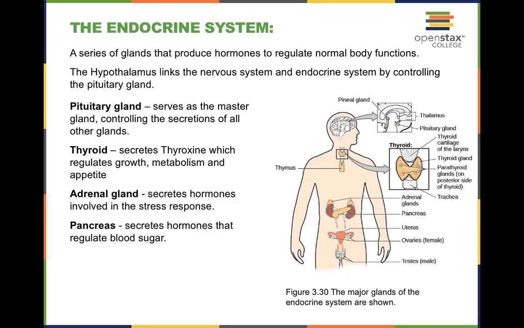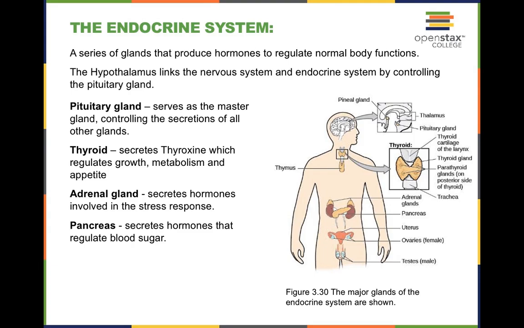Lastly, we're going to go over the endocrine system, some different structures in it. But the endocrine system, to give a definition, is the series of glands that produce hormones that regulate normal bodily functions. Okay, so the hypothalamus links the nervous system and the endocrine system by controlling what's known as your pituitary gland. And so that pituitary gland serves as your master gland that ultimately controls the rest of the other glands and the secretions of them.